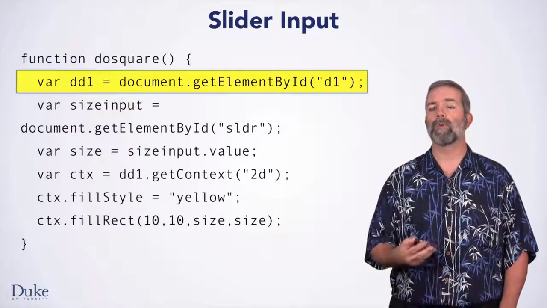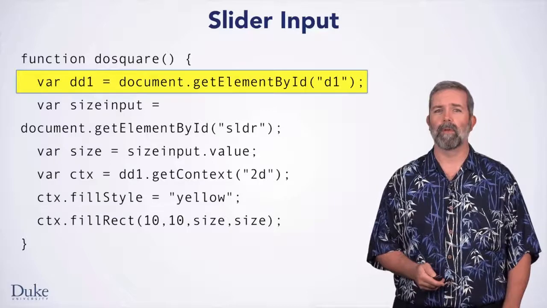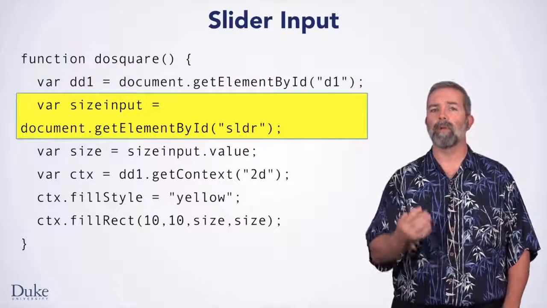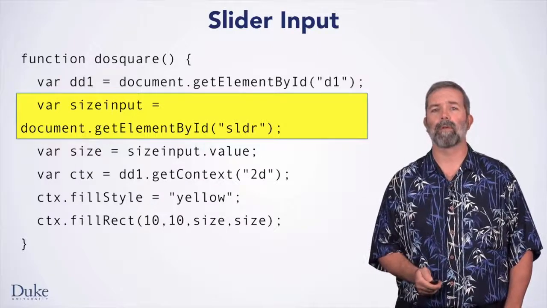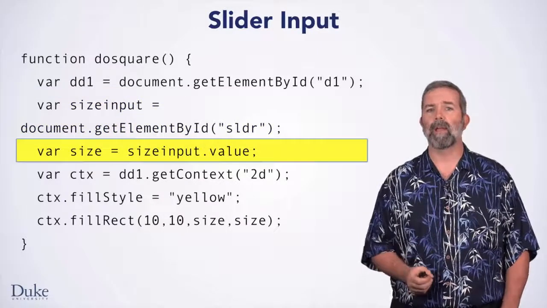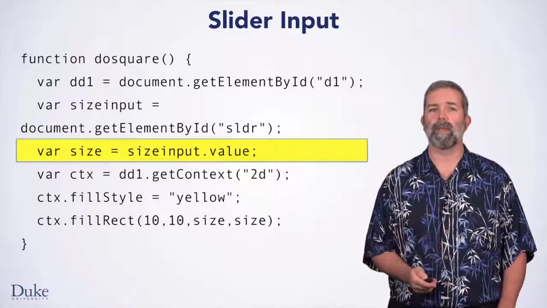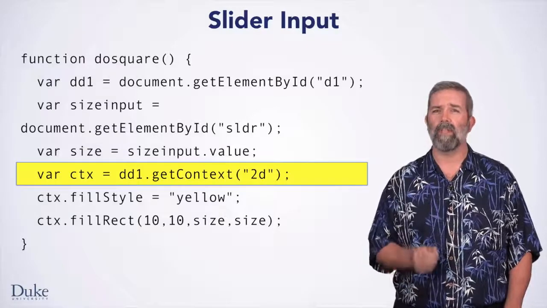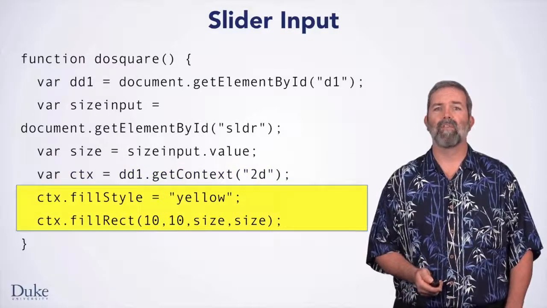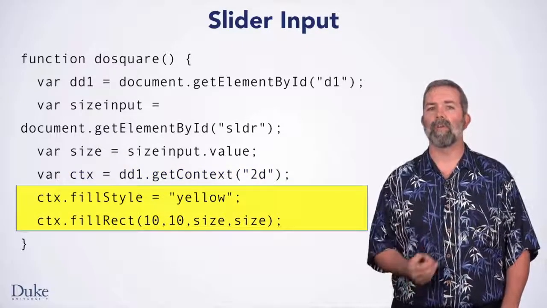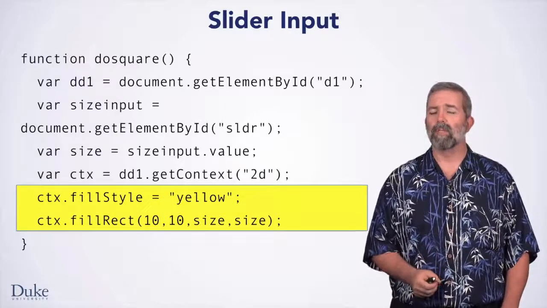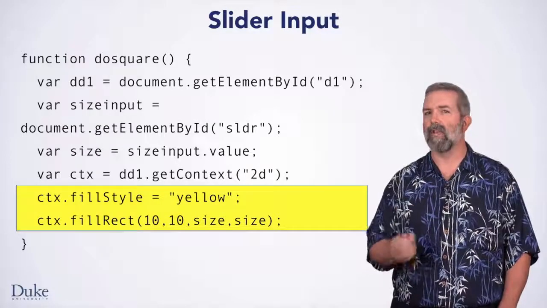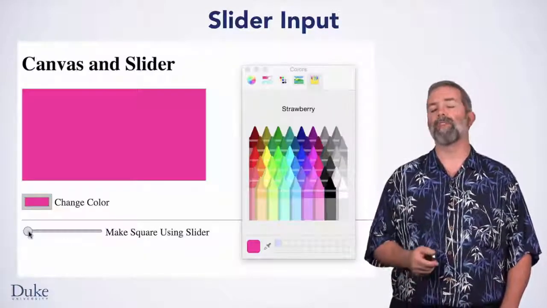As before, we store a reference to the canvas in a variable. Then we use the ID for the slider element to create a variable size input representing the slider. We get the value of the slider element and store it in the variable size. As you have seen before, we need to get the context of the canvas in order to draw in it. Finally, we use the size input from the slider to draw a yellow rectangle starting at the coordinates 10, 10, whose side lengths are determined by the size variable. Let's see what this code does.